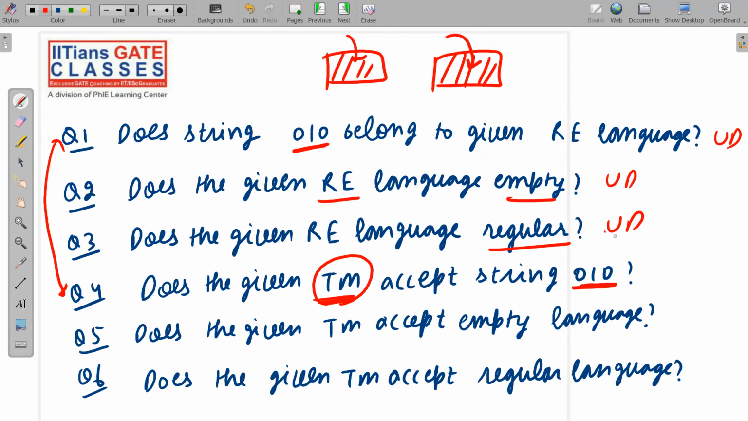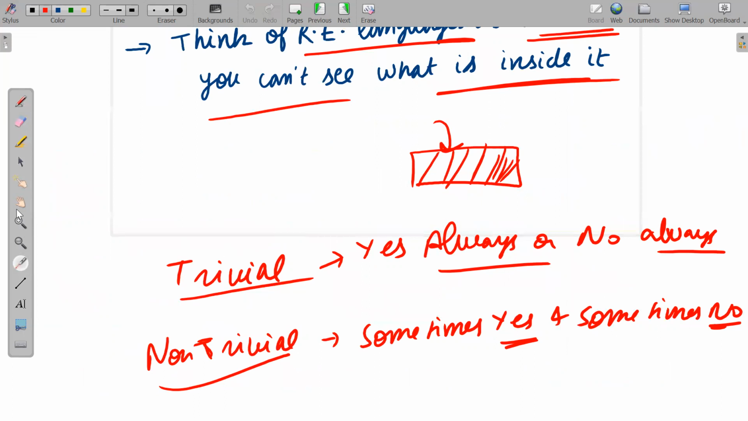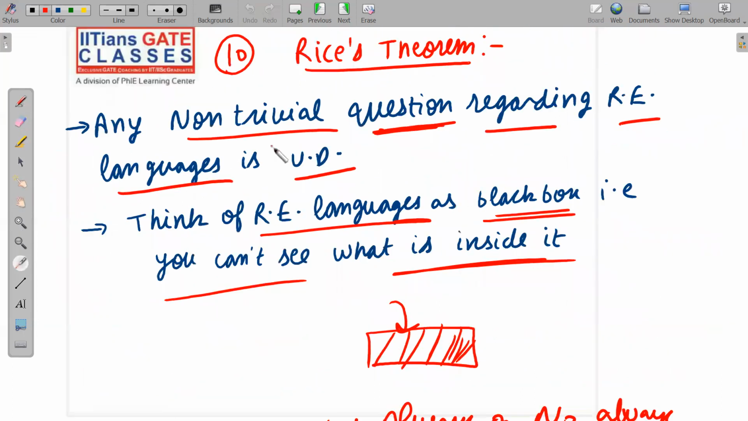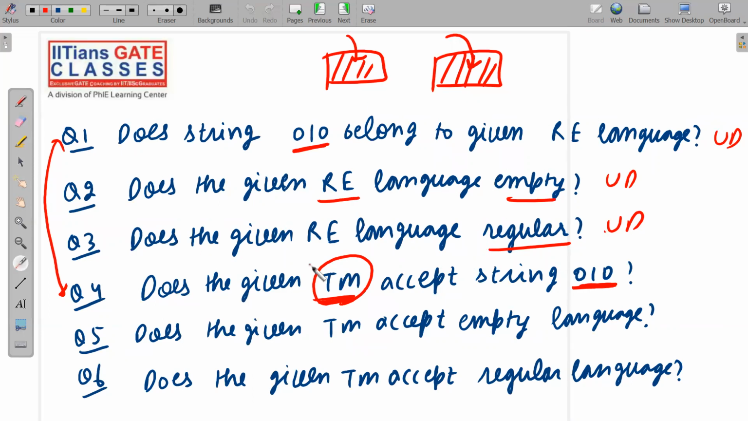Please note it down carefully. This question is not about the Turing machine. It is about the language accepted by the Turing machine, and that is nothing but RE. Rice theorem is all about RE languages: any non-trivial question regarding RE languages. So Rice theorem is not about Turing machines, it is about RE languages. Does the given Turing machine accept 010? That is, whether the language accepted by the Turing machine contains the string 010 or not. Again, it will be undecidable because the answer may be yes or no. You have to dive deep and check. Similarly, does the given Turing machine accept the empty language?